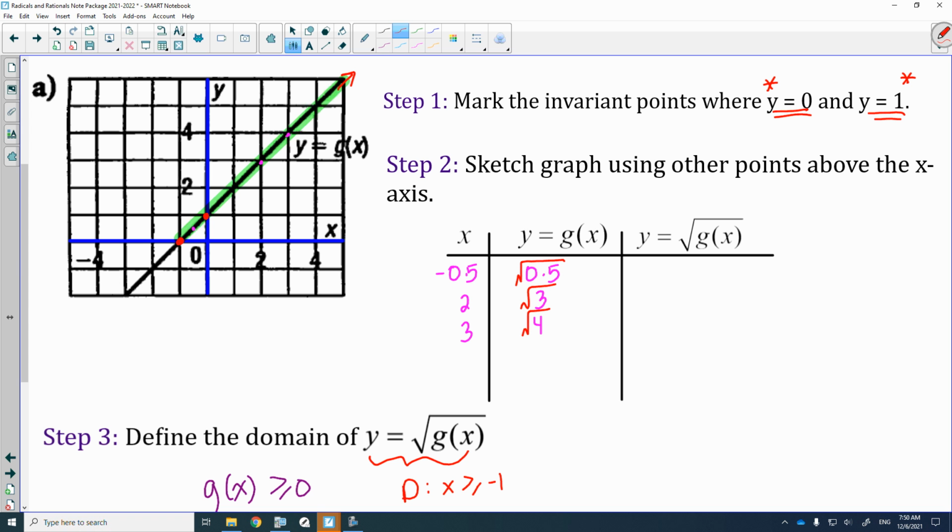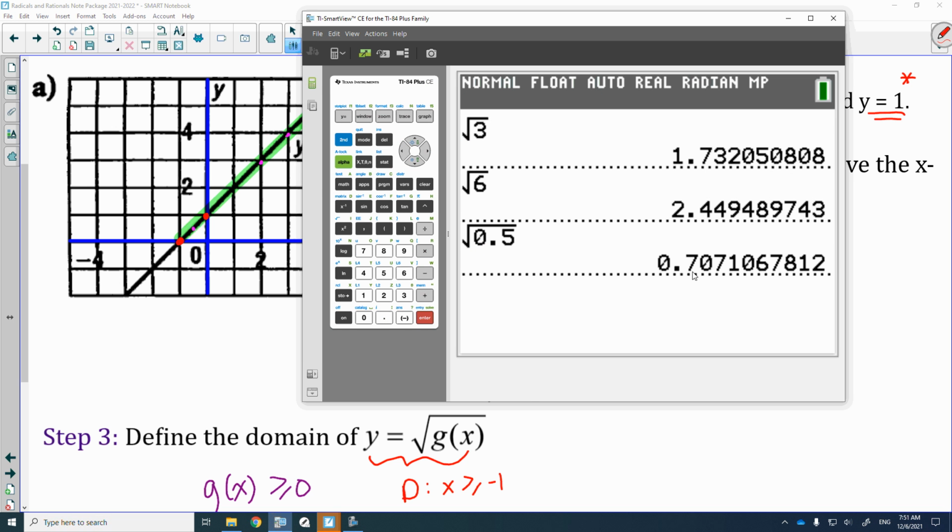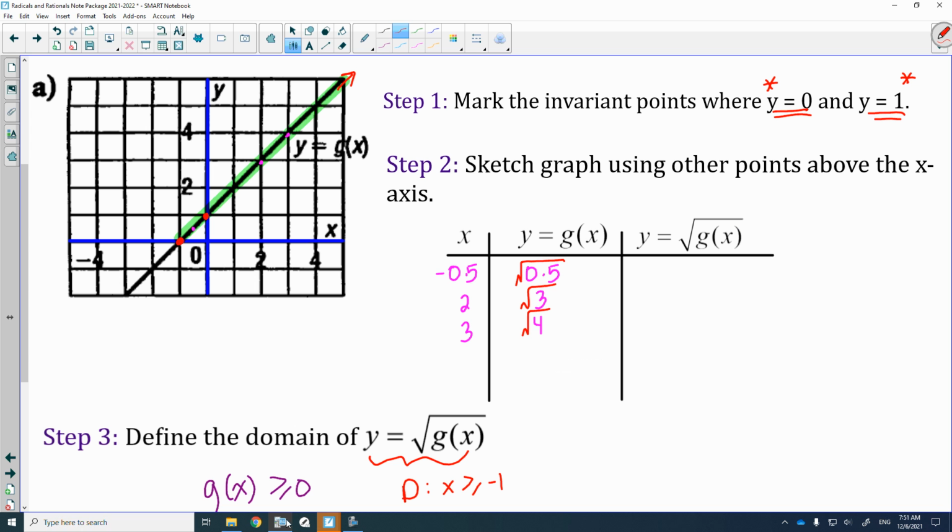So the square root of 0.5, I've got it on my calculator, and the square root of 0.5 is approximately 0.71. So the new point is going to be at the original x-coordinate, but once I square root that y value, it's going to be at 0.71. So that's just going to be just above. The square root of 3 is 1.73. So I'm going to have a point at 2, 1.73. And then the square root of 4 we know is 2. So I'm going to have a point at 3, 2.